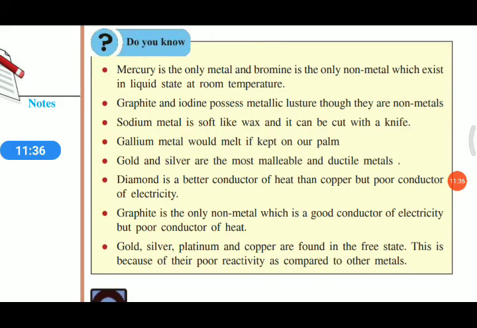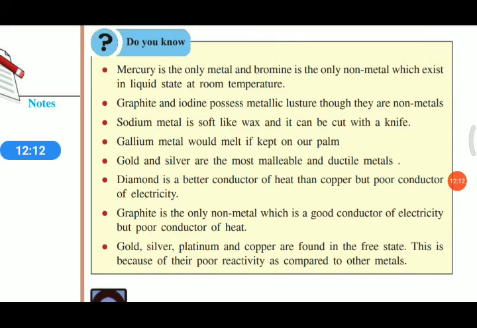Gold, silver, platinum and copper are found in free state. This is because of their poor reactivity as compared to other metals. Most other metals and non-metals we get as compounds. Imagine sodium. We get sodium in the form of sodium chloride from seawater. But we get gold, silver, platinum and copper in free state. We just purify them and we can use them. These are the exceptional cases of some metals and non-metals.